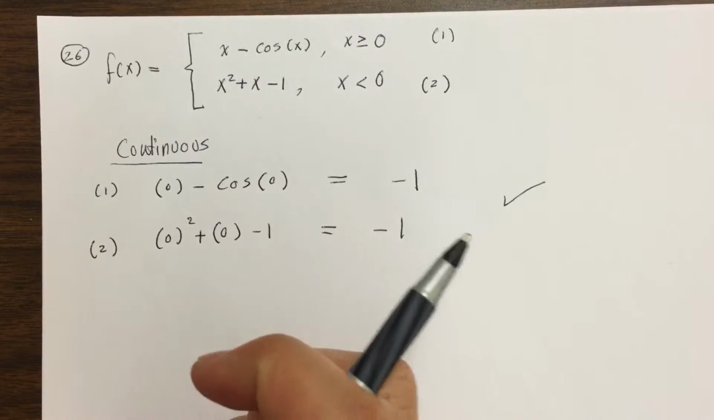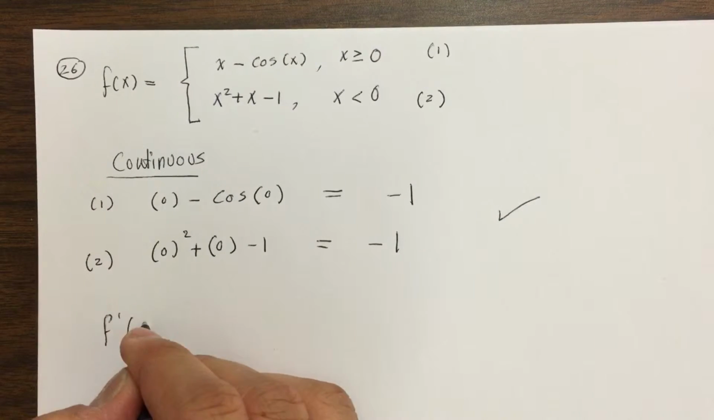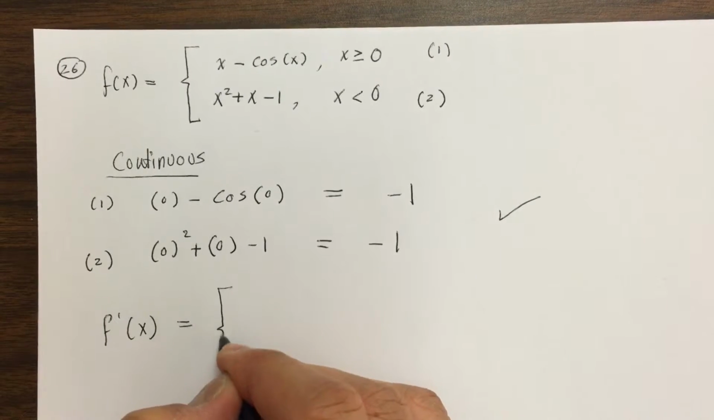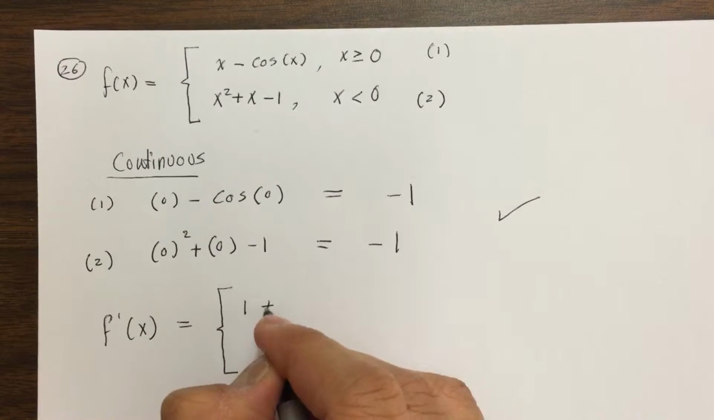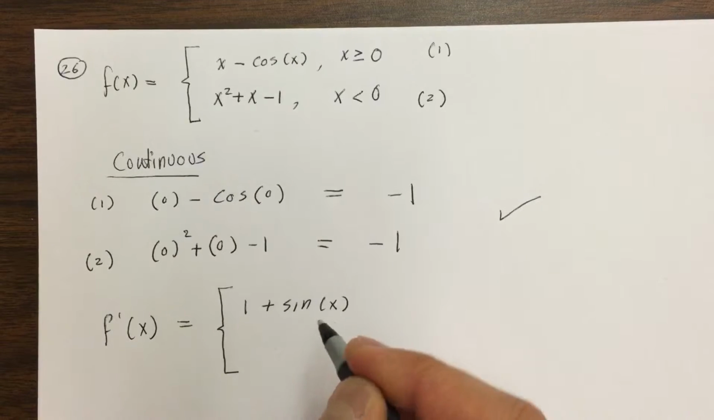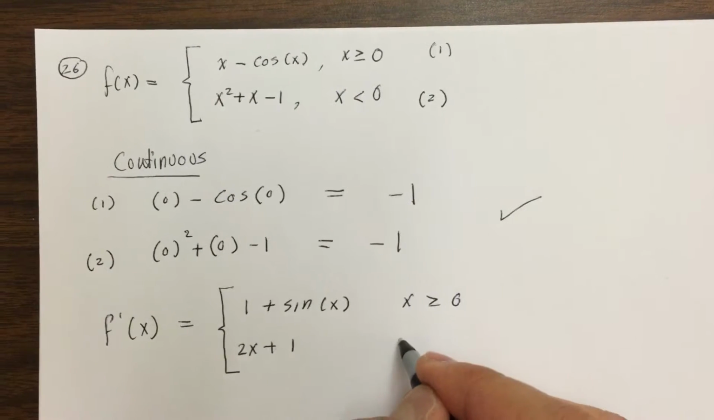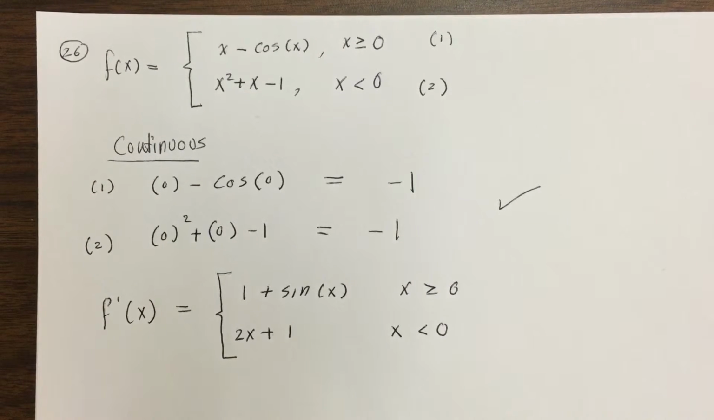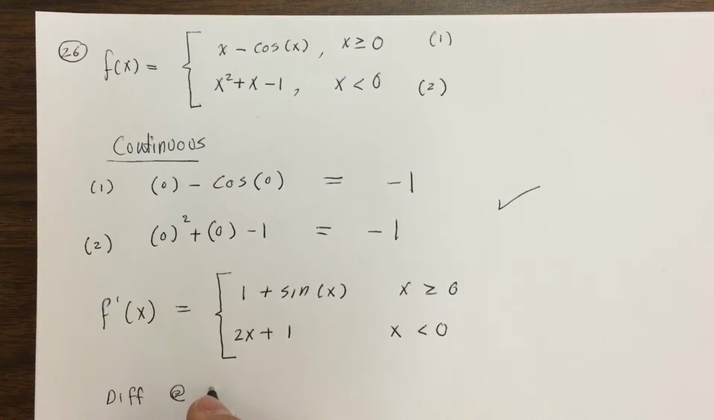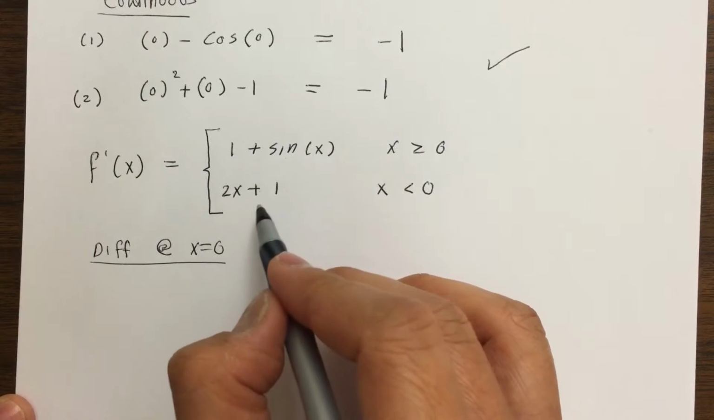Let's check and see if it's differentiable everywhere. So we take its derivative. The derivative of the first piece is going to be 1 plus sine of x. The derivative of the second piece is going to be 2x plus 1. We're going to check for differentiability at x equals 0 as well, so we plug in 0 for the first piece and 0 for the second piece.